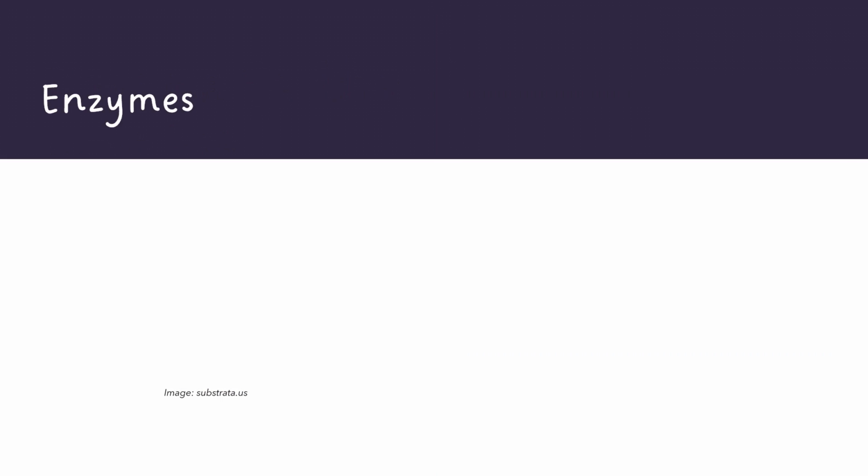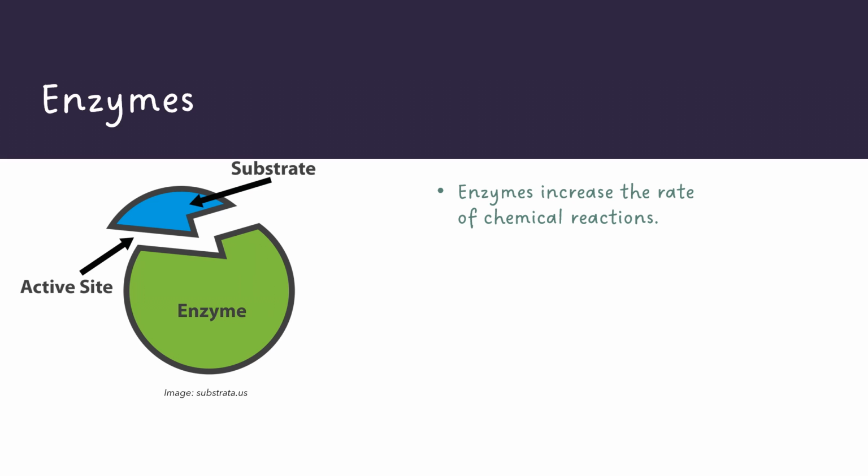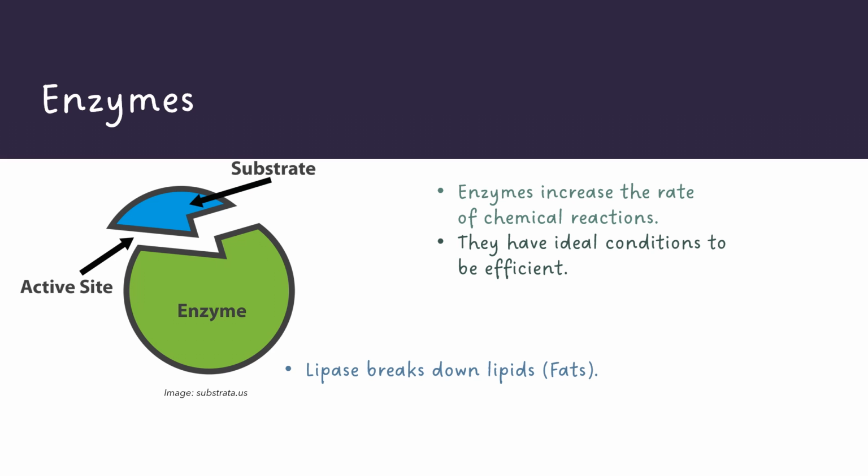Now on to the next bit. The next topic we're going to talk about is enzymes. Enzymes increase the rate of chemical reactions. They have ideal conditions to be efficient. They break down lipids, starch, and proteins. Now Bethan's going to talk about this topic in more detail.